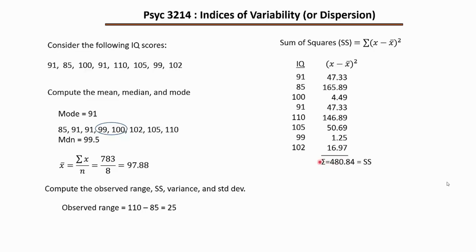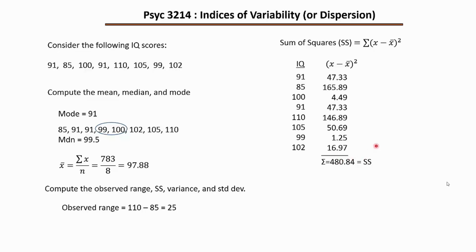So capital sigma here means to sum. So what did I sum? I summed these values. I got 480.84, and that is our sum of squares value. So that's an index of variability. How spread out are these data? I see variability here. How much variability do I see? Well, it's 480.84 sum squared units about the mean. Not a very user-friendly statistic.